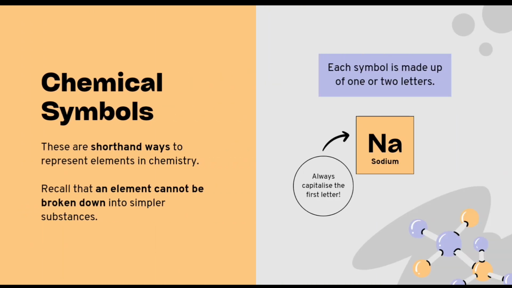Now we will move on to what chemical symbols are. These are shorthand ways to represent elements in chemistry. Recall that an element cannot be broken down into simpler substances. Like with sodium, each symbol is made up of one or two letters.